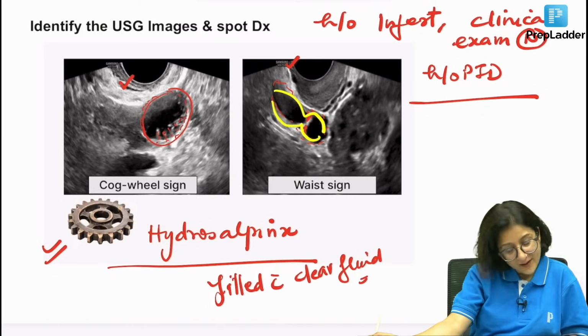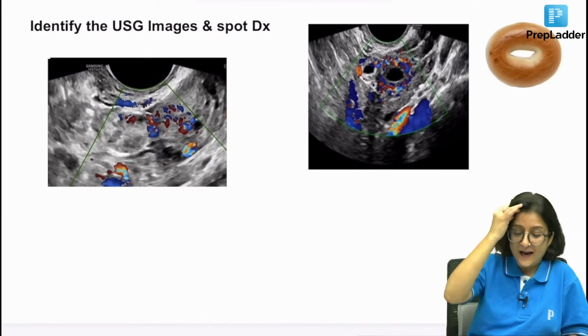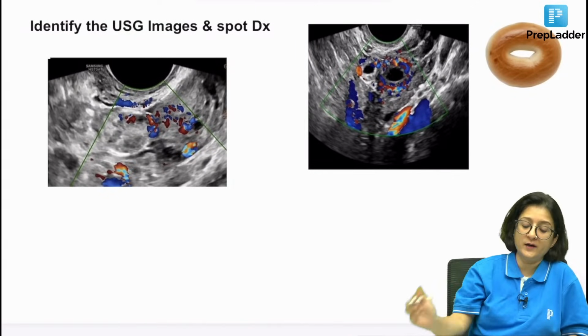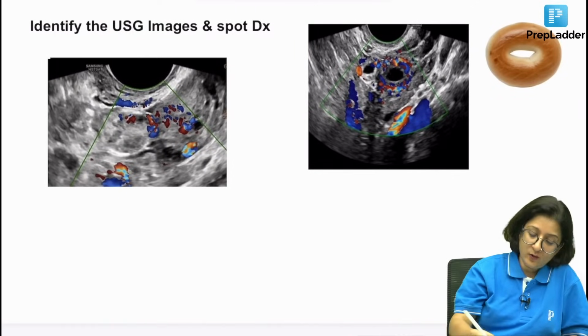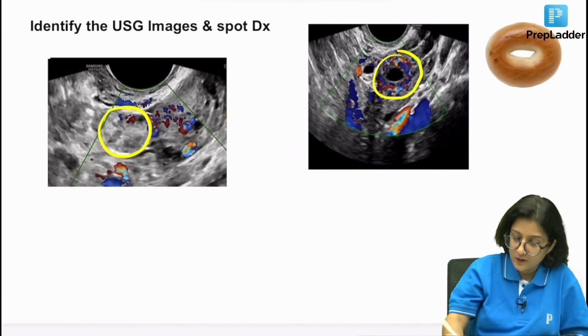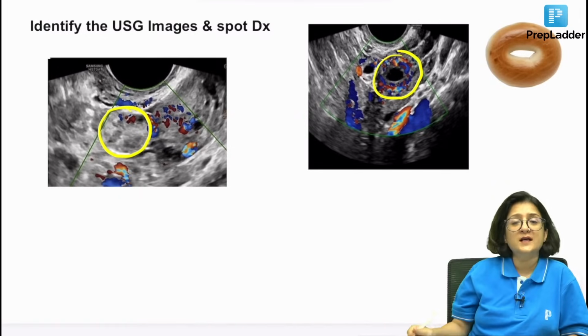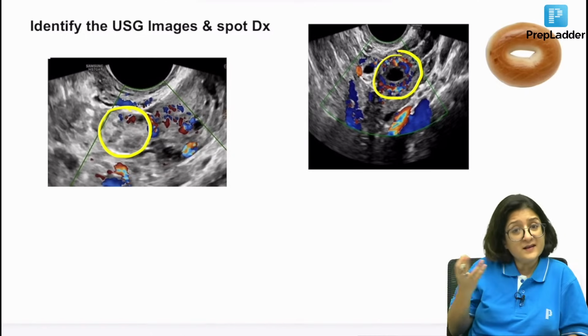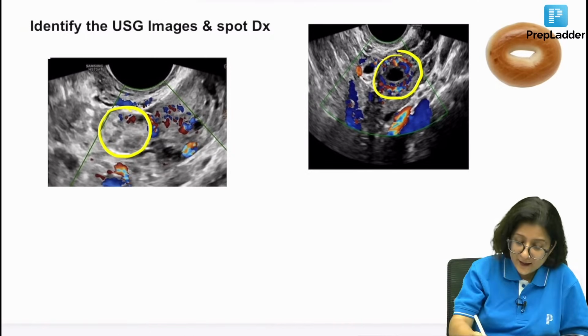Okay, fine. Now, next image, identify the ultrasound images and spot the diagnosis. Now, you will tell me, okay, what are these images? There is some cyst, there is some round mass. What is this round mass? Is it ovary? Is it near the ovary? Where is it? You will not know unless and until I tell you something.